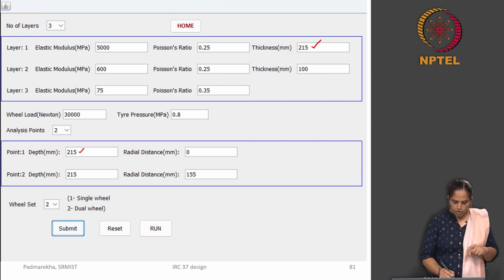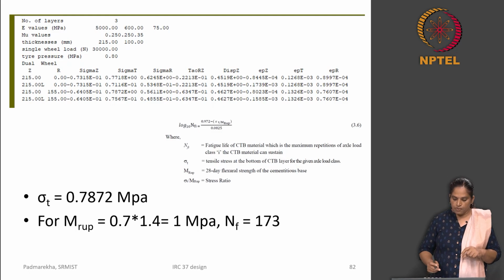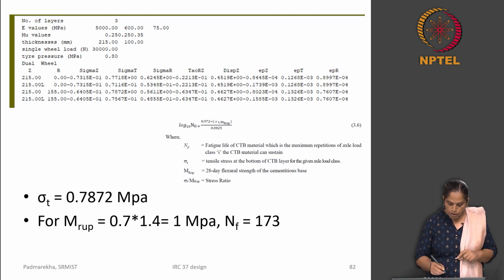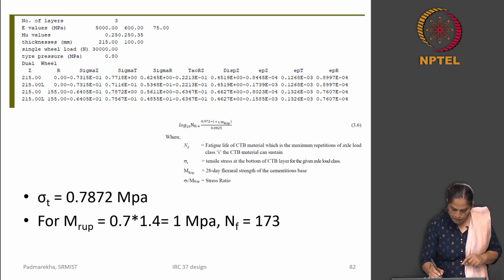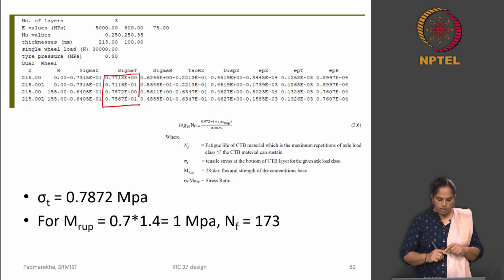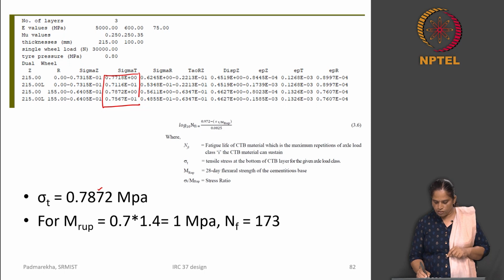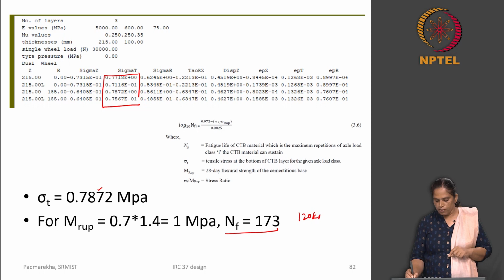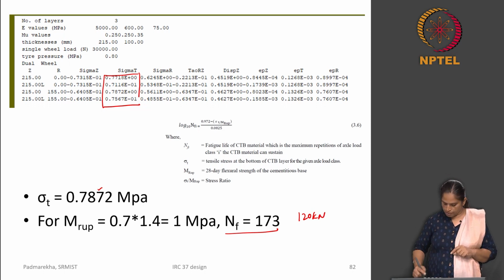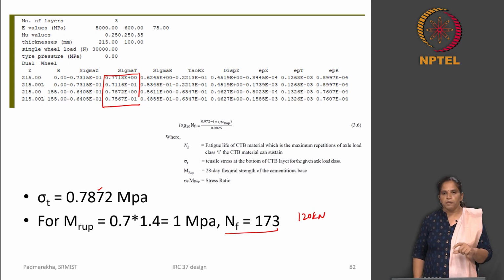So, for a 2 wheel load, when you submit and run the program, this will be the result you get. Now, the sigma t value here you can see to be less than what we needed. So, this specific sigma t value will cater to a traffic of 173 repetitions of 120 kilonewton load. So, you need a minimum base course thickness of 215 millimeter.